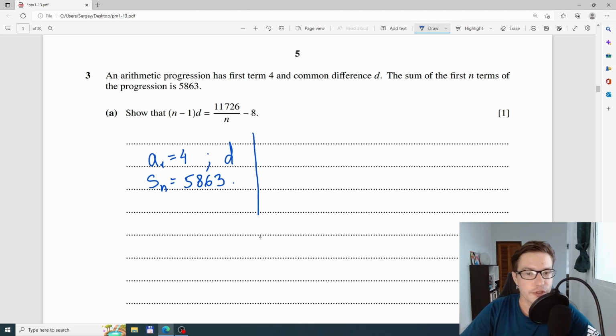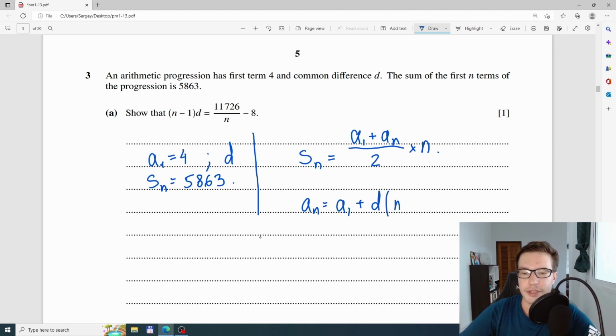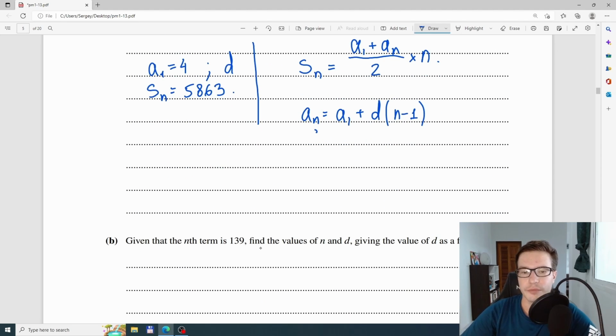Right, so first of all, I will start with the formula for the sum of the first n terms, which is the first term plus the last term, an, over 2 times the number of terms. Now, the nth term formula for arithmetic progression is going to be the first term plus difference times n minus 1. And we know that the first term is going to be 4. So an equals to 4 plus d times n minus 1.